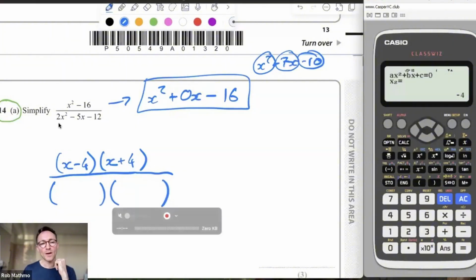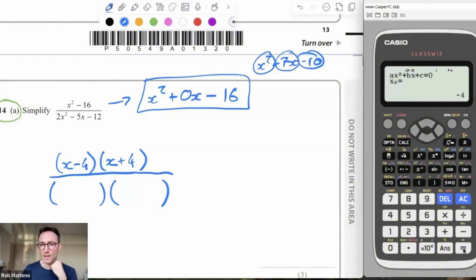Now what I'm going to do is show you how to factorize this one on the bottom. Okay. Now, if you keep hitting equals, it tells you the minimum or the maximum point. So it tells you the turning point on the graph. And again, this is actually sometimes really useful for a question. It tells you the x and the y value of the turning point.